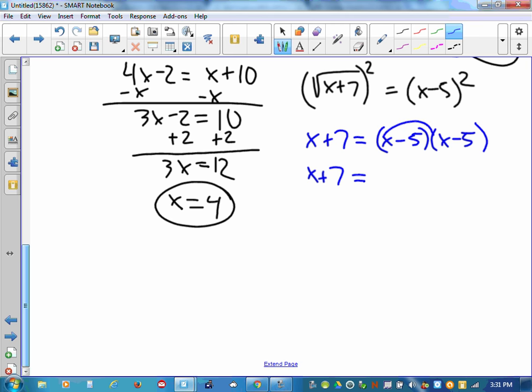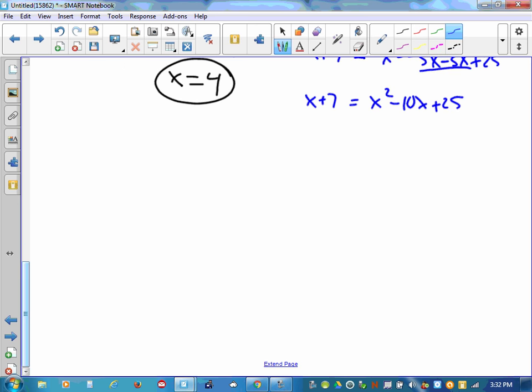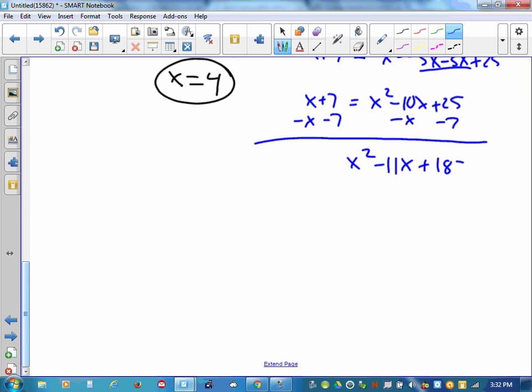First, outside, inside, and last. So I get x squared minus 10x plus 25 is equal to x plus 7. All right, I'm going to now solve this quadratic. When you solve a quadratic, you have to set it equal to 0. So I'm going to subtract x on each side, and I'm going to subtract the 7 over. That gives me x squared minus 11x plus 18 is equal to 0.